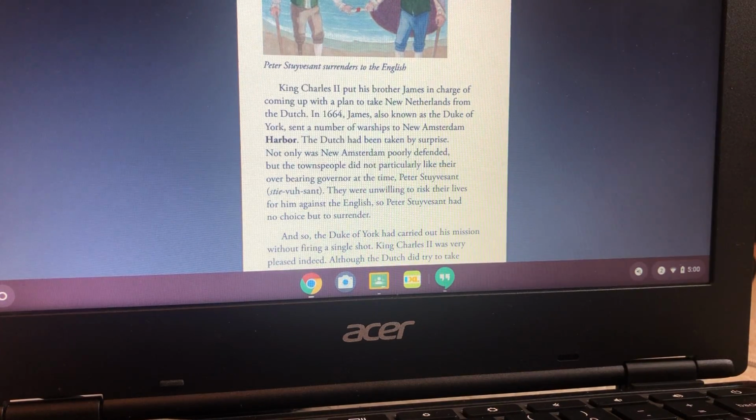Peter Stuyvesant surrenders to the English, pages 148 through 149. At this time in England, Charles II was king. His father, Charles I, had been killed because he was not well liked by the people, and Charles II had been forced to leave England. Later in 1660, Charles II was invited to return and become king.